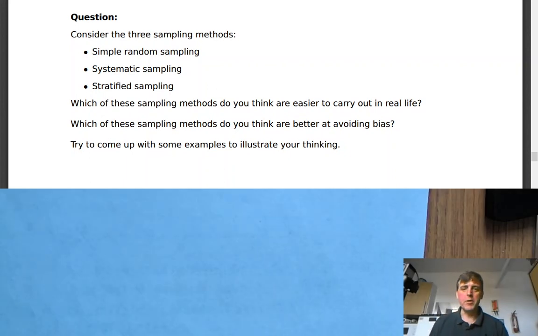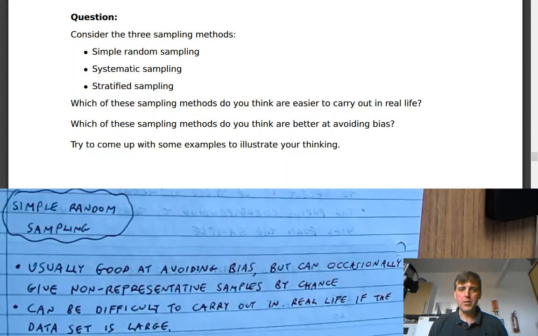Okay, what did you write down for this then? Let me show you what I did. For the simple random sampling, I wrote that it's usually good at avoiding bias, but can occasionally give non-representative samples by chance. We saw that ourselves in our simple random sample that we did with our countries, didn't we? Also, it can be difficult to carry out in real life if the data set is quite large, because you have to generate quite a lot of random numbers there. Let's move on.